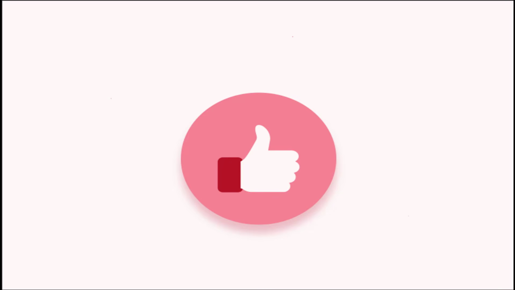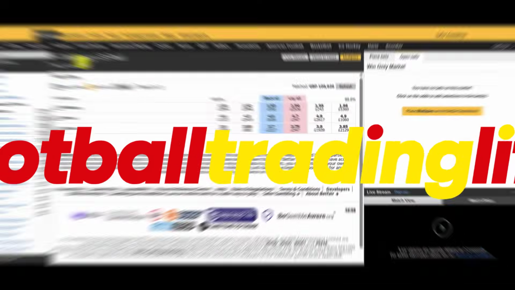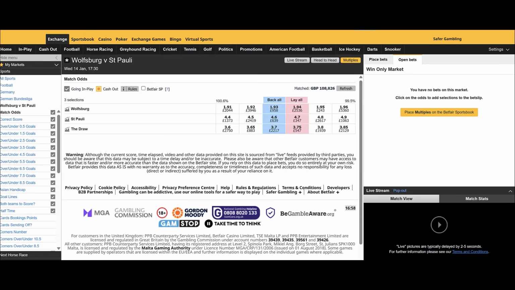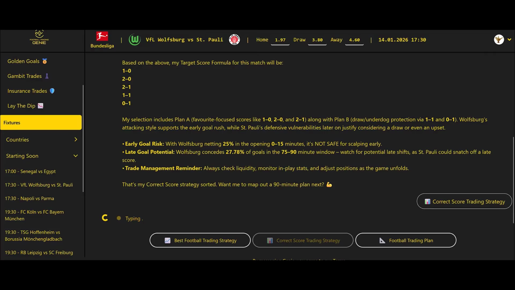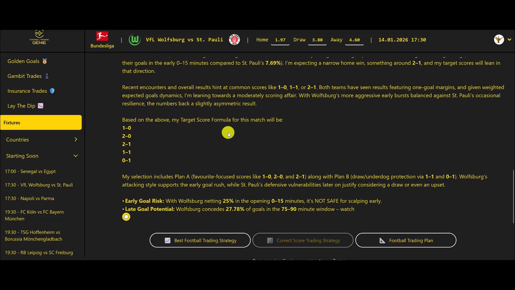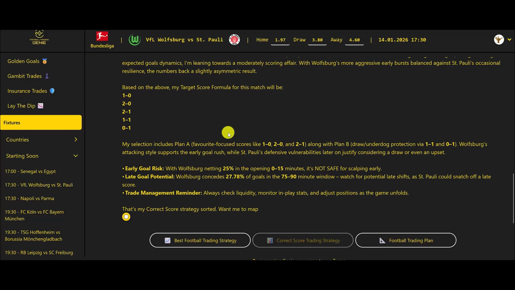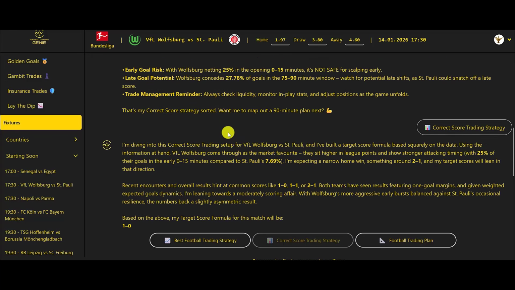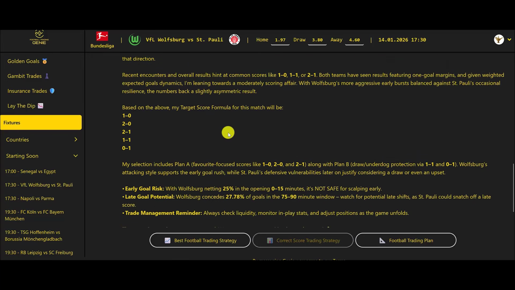The AI plus XG stack. We're going to enter the market with AI. We're going to trade using the XG. Let's go. So we've got Wolfsburg against St Pauli here from the Bundesliga. We're going to trade the correct score market. So we've plugged this match into the football trading Genie and pressed the correct score setup.